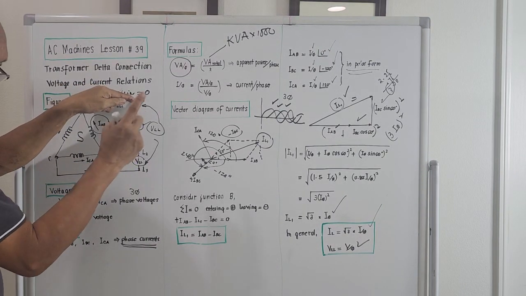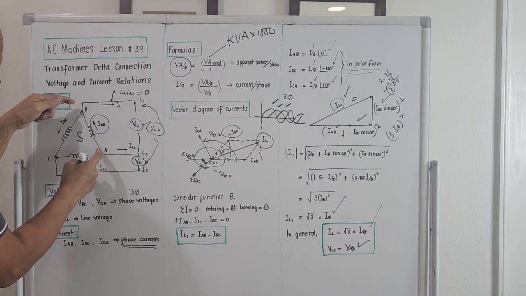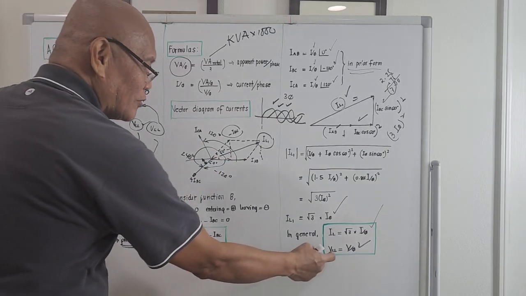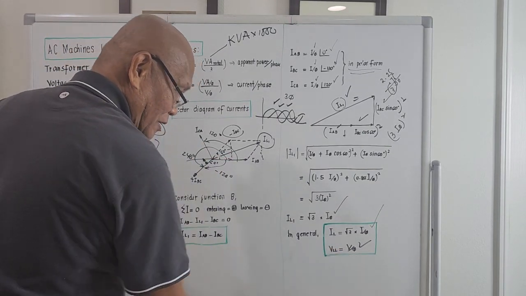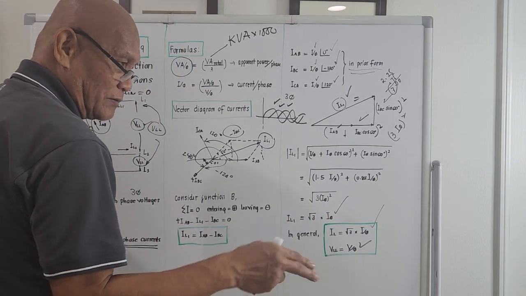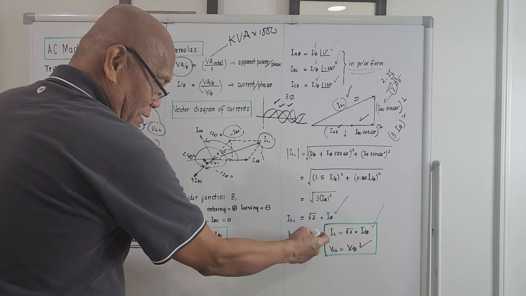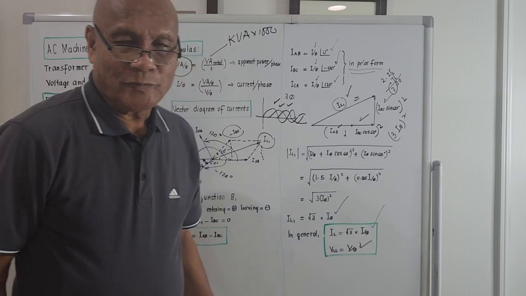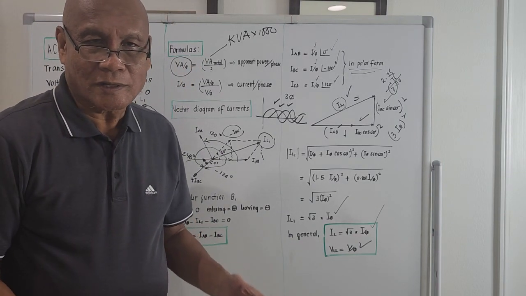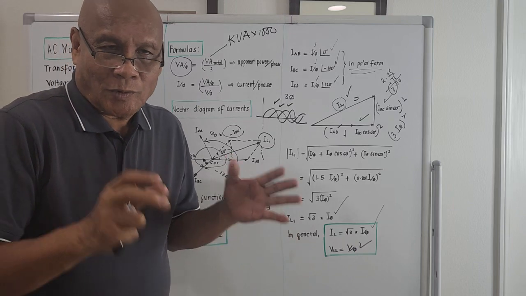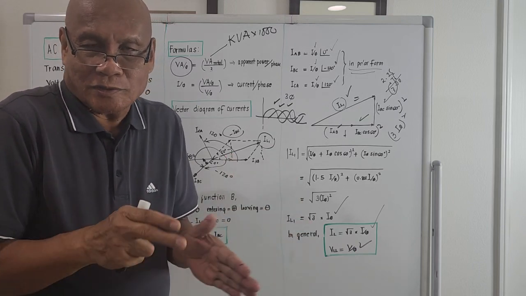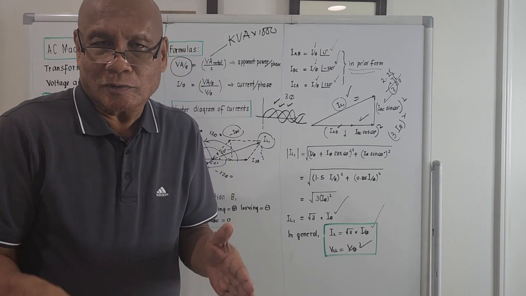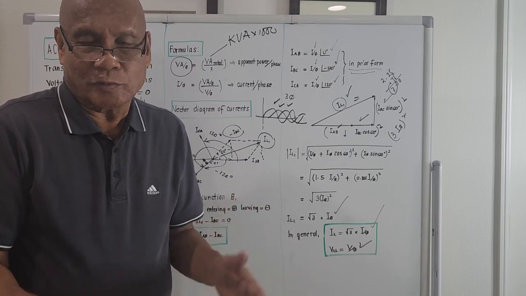The voltage across this is termed the line voltage, and the voltage across this is termed the phase voltage. So in general, for a delta connection, the line-to-line voltage is equal to the phase voltage. But the difference is the current. They are not equal. The line current should be the square root of 3 times the phase current. That's the relationship of the voltages and currents for a delta connection. The phase voltage is equal to the line voltage for a delta-connected transformer.